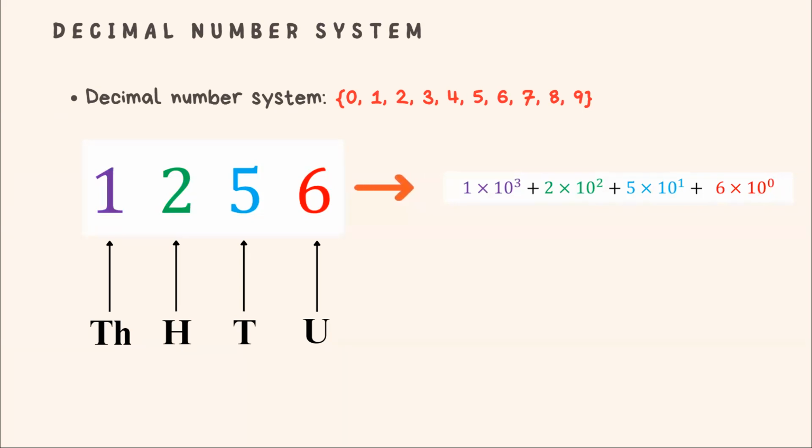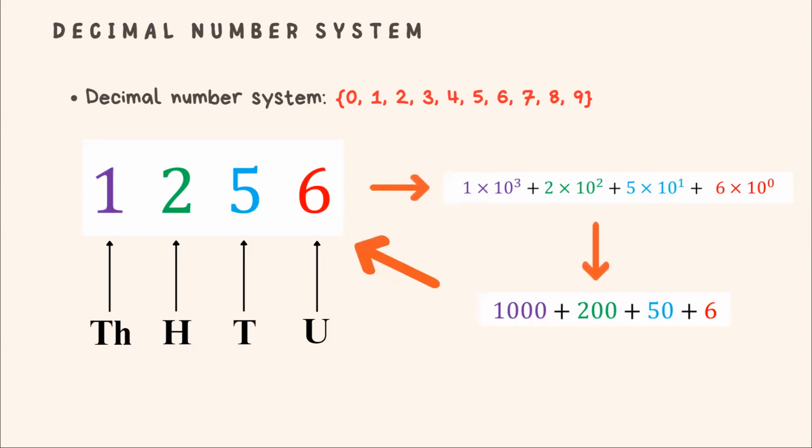And when you simplify this further, you can write it like this: 1,000 plus 200 plus 50 plus 6. And when you add all the numbers together, this is how you get the number 1,256, right? Now, why are we multiplying with the powers of 10 here? Because we are talking about the decimal number system, which is the base 10 number system.